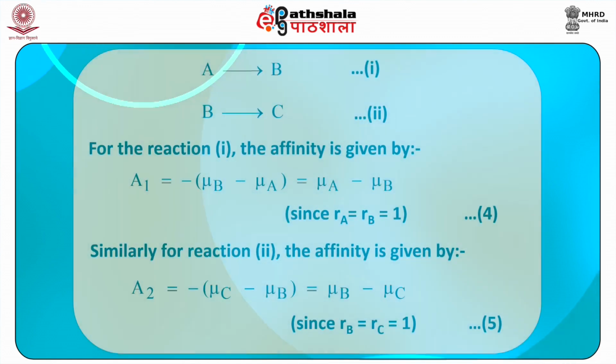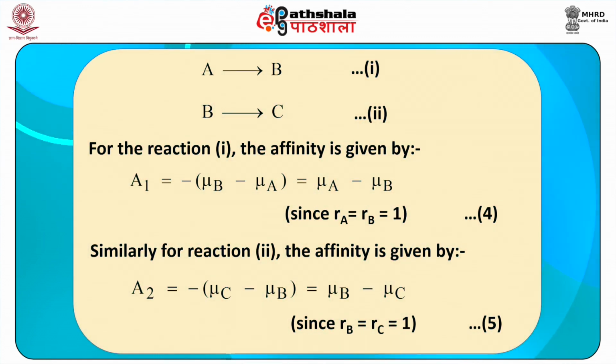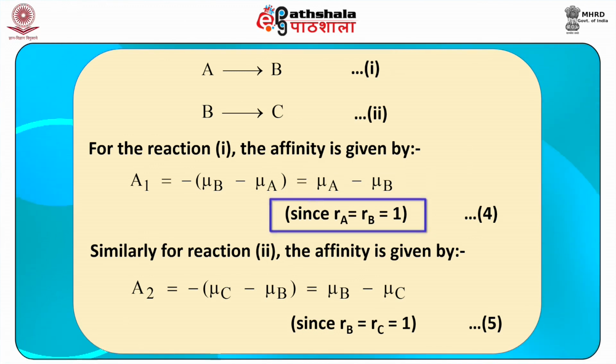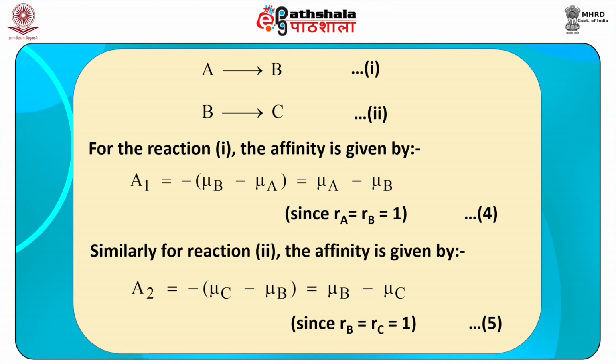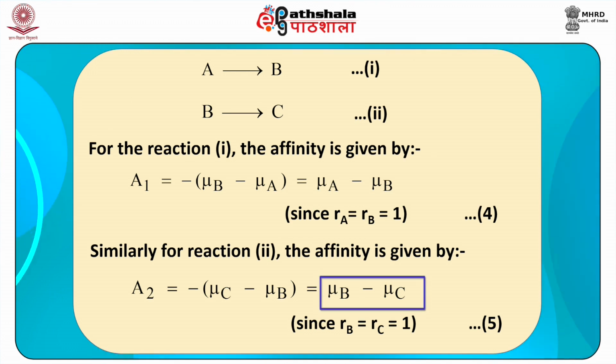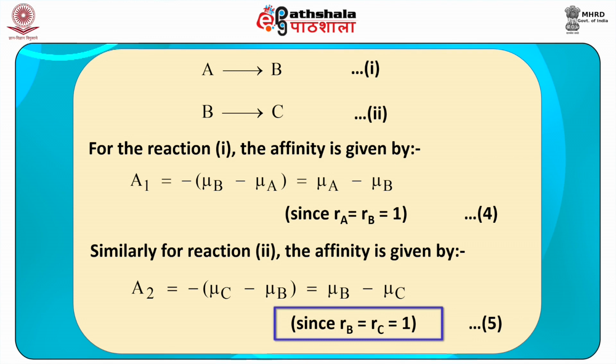In the equation, the flux J is identified with the rate R and the generalized force X is identified with the affinity. Consider a consecutive type of reaction in which A gives B and in the second reaction B gives C. For reaction 1, the affinity is given by the difference mu A minus mu B, since Ra equals Rb equals 1. Similarly, for reaction 2, the affinity is given by mu B minus mu C, since Rb equals Rc, which equals 1.